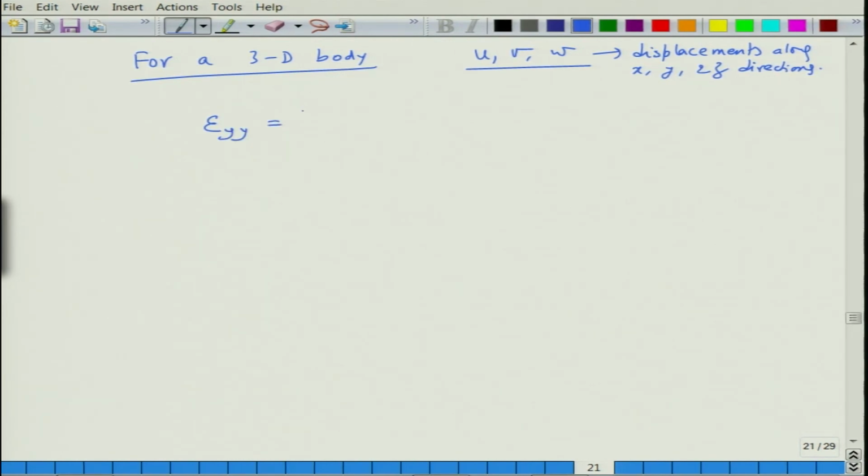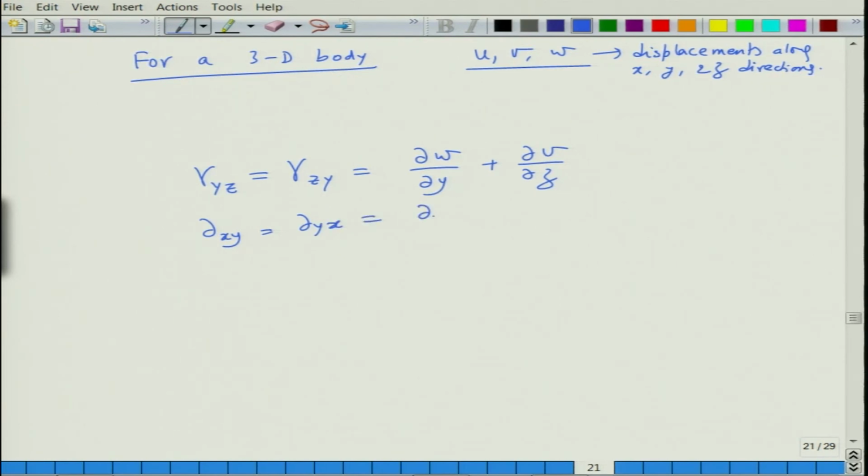So, if you now write them, then epsilon yy we know is equal to del v by del y. So, if I write gamma yz, we do not need to actually write all of these, we just need to worry about gamma yz. Gamma yz is equal to gamma zy. This is equal to del w divided by del y plus del v divided by del z. Similarly, I can write gamma xy, which is equal to gamma yx. This is equal to del v divided by del x plus del u divided by del y.